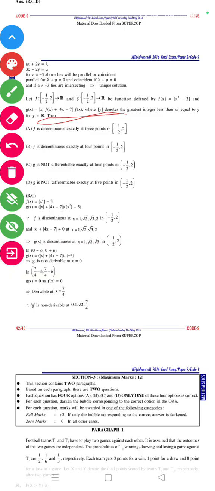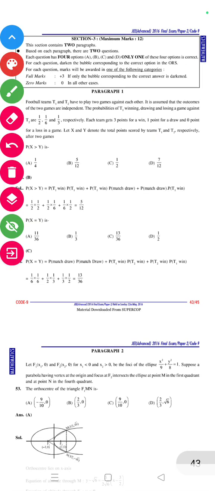So g is non-derivable at x = 0. In (1/4 − δ, 1/4 + δ), g(x) = 0 at f(x) = 0, so it is derivable at x = 1/4. G is non-derivable at 0, 1, √2 or 1/4. आंसर आएगा B, it is discontinuous exactly at the 4 points −1/2 and 2, और आएगा C, g is not differentiable exactly at the 4 points −1/2 and 2. तो B और C इसका आंसर चले आएंगे.